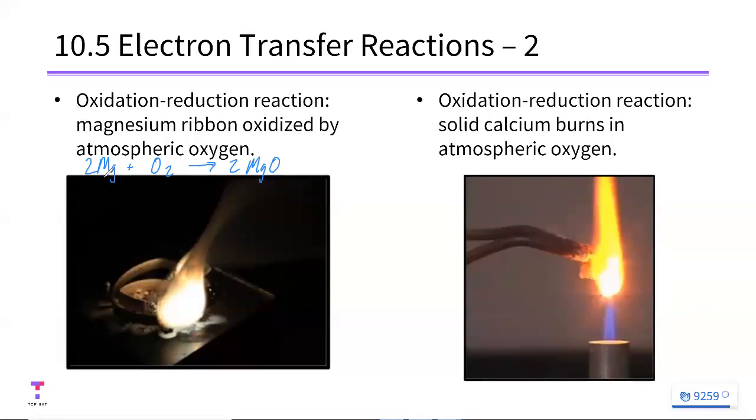In the second panel, we have an example of another synthesis reaction that also can work as a combustion reaction of sorts. I've got calcium reacting with oxygen to make calcium oxide. And again, the same kind of thing's apparent here. Elements on the left-hand side, no charge. Ions on the right-hand side, charged.